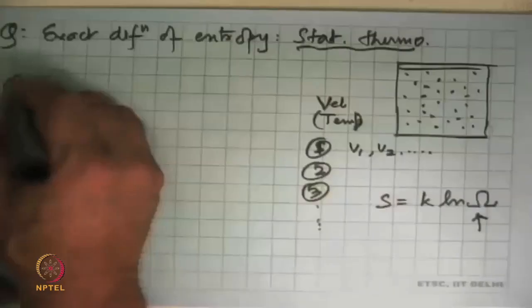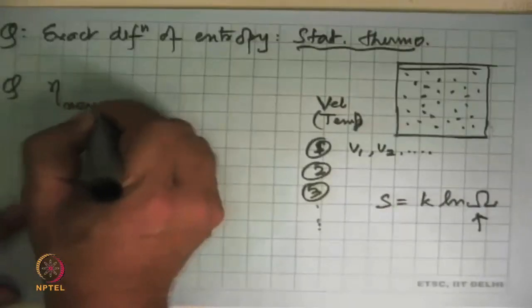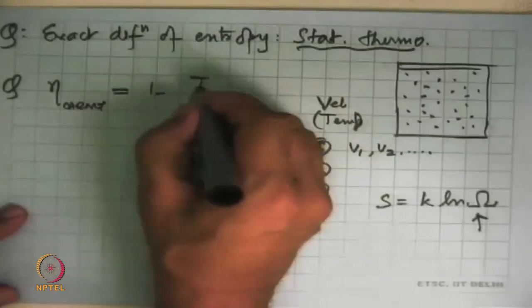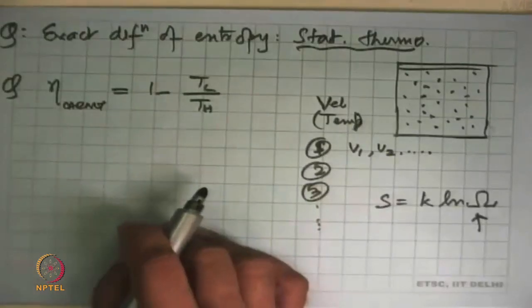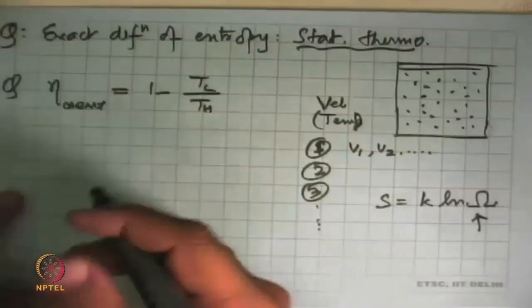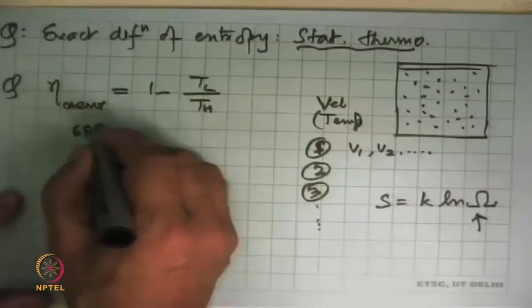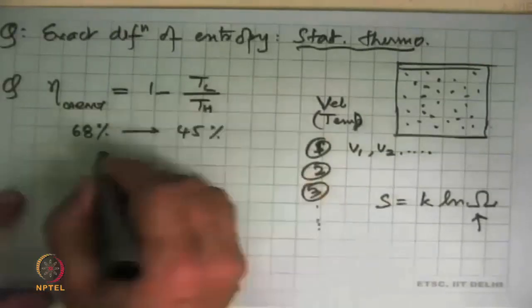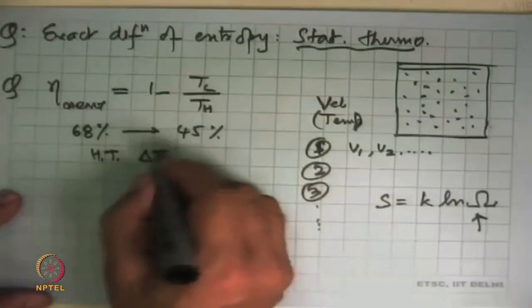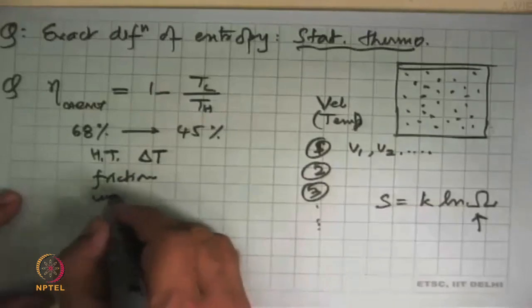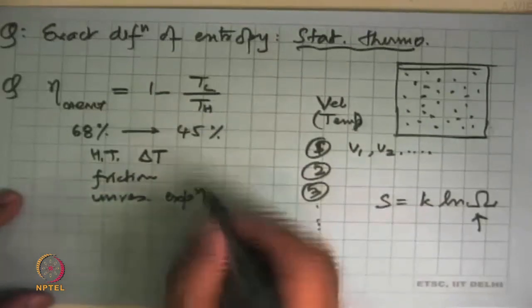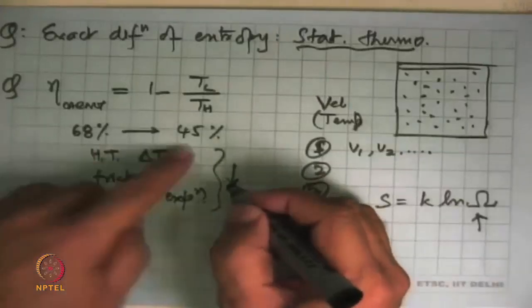Okay, there's a question about why engine efficiency is limited to 45%. I just showed that the maximum possible efficiency with a Carnot cycle is 1 minus TL upon TH. And that gives us an upper limit on what is the best possible number. So in the real world, whatever that number was, say 68%, it came down to 45% because you have heat transfer across a finite temperature difference. There is friction, then there is some unrestrained expansion, and all of these put together bring the efficiency down.